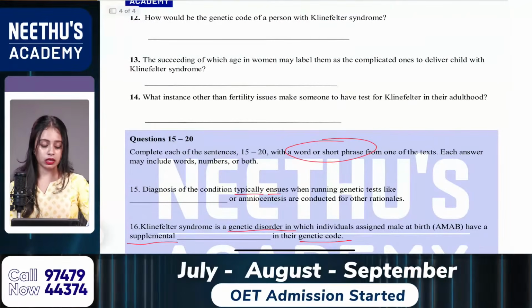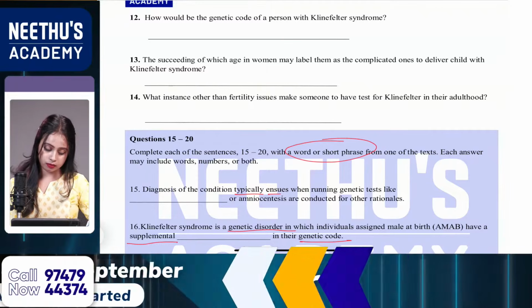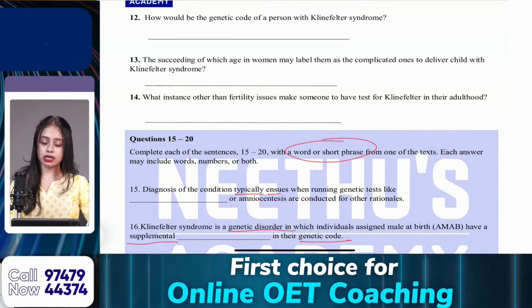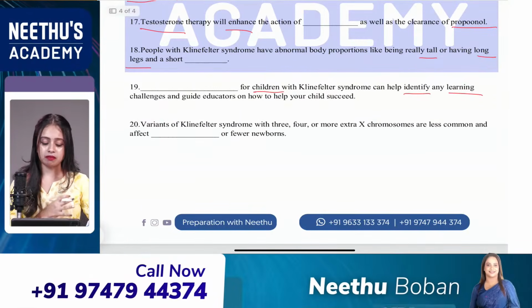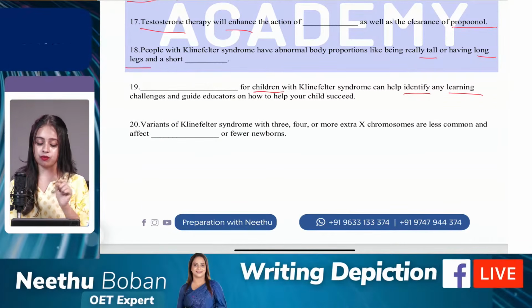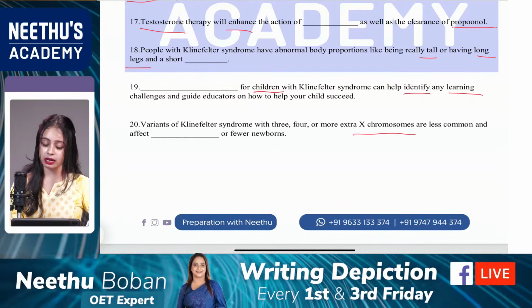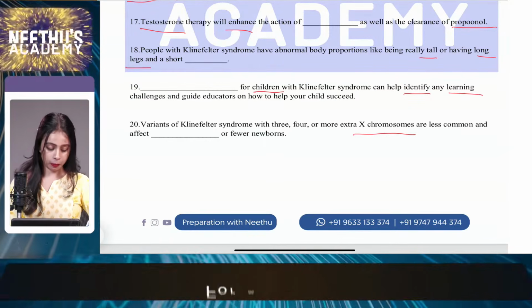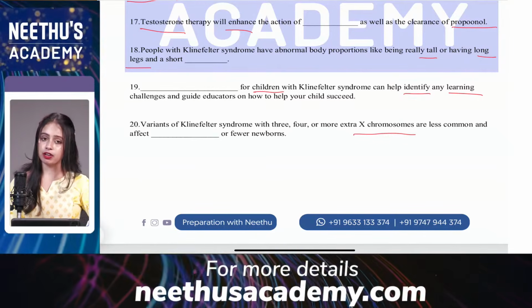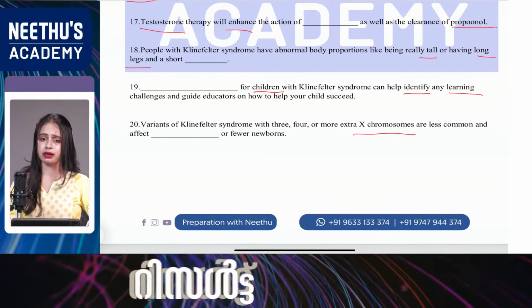Oh, a lot of correct answers. Okay, Kirtu, Anjana. Okay, Anu. Yes, it is. Okay, Sarala, it is neuropsychological testing. So what about the last question? 20. Variants of Klinefelter syndrome with 3, 4 or more extra chromosomes are less common and affect dash or fewer newborns. Okay, Gina, very good.